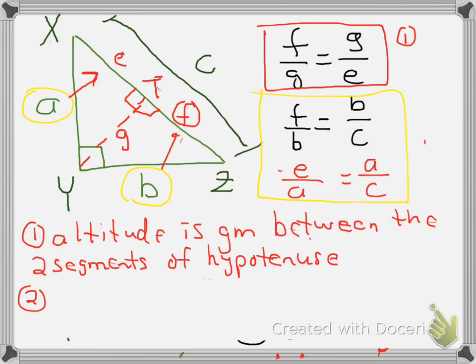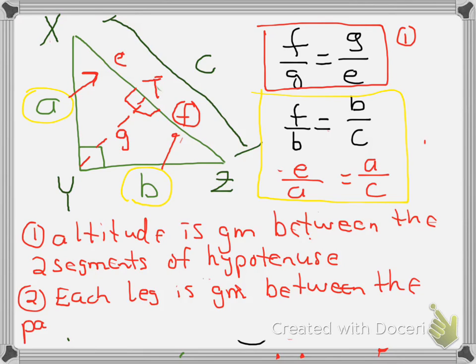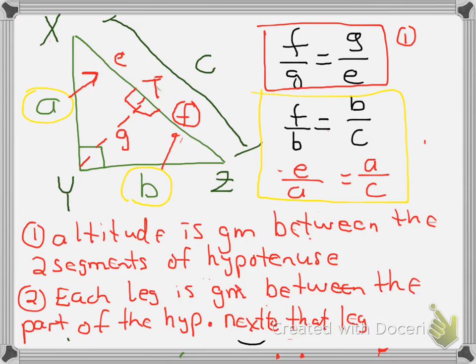So we can write the same rule for both of those. In words, each leg is the geometric mean between the part of the hypotenuse, the book would use the word segment, of the hypotenuse next to that leg, and the whole hypotenuse.